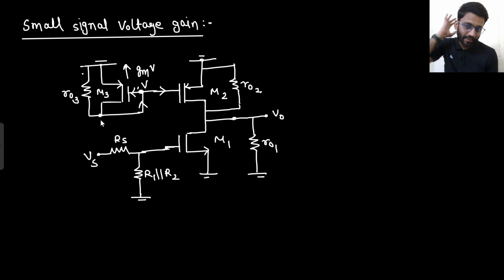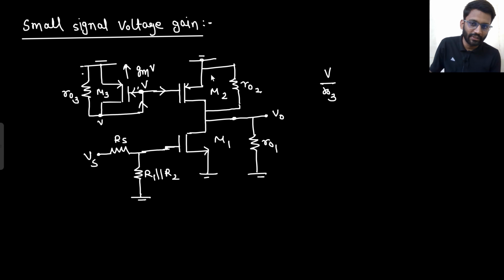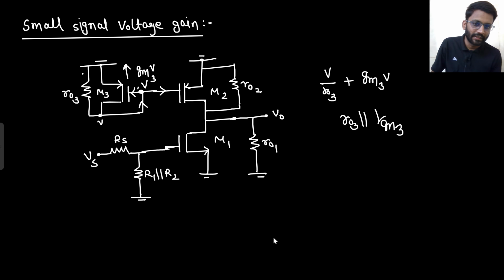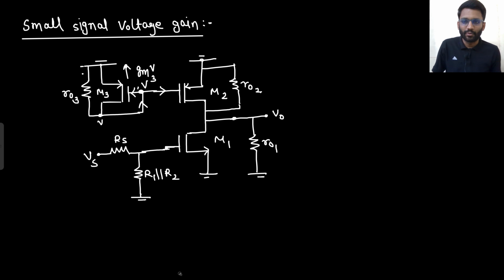So this V potential will be coming here as well, right? So from V potential, what do you see? From V potential, there is V by r03 current, and from this V potential, there is gm3V current. So what is the impedance you can say? r03 parallel with 1 by gm3. Say yes or no. Let me show you the circuit once again. What is the circuit? This is the circuit.